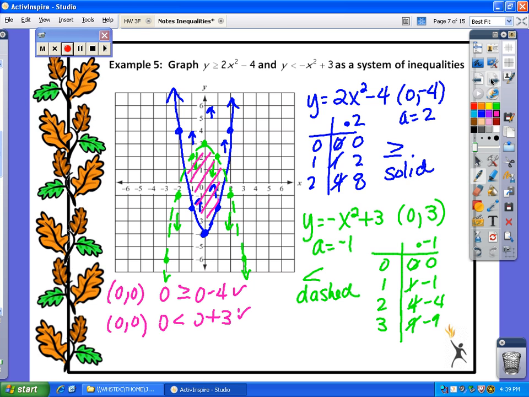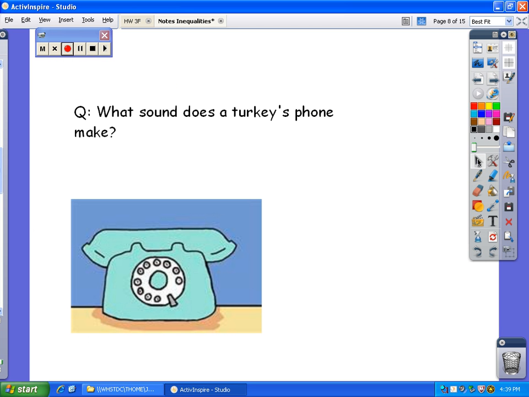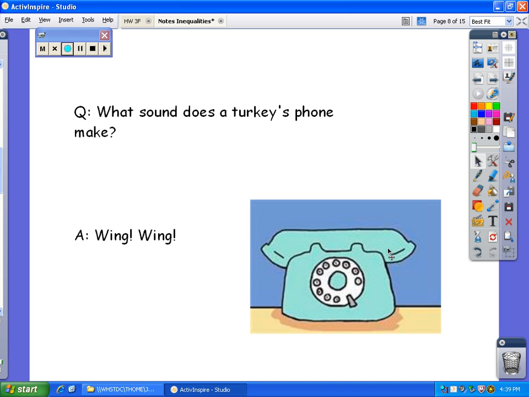Okay, let's solve. Haven't seen this joke yet. What sound does a turkey's phone make? Wing, wing. Get it? Wing, wing, ring, ring.